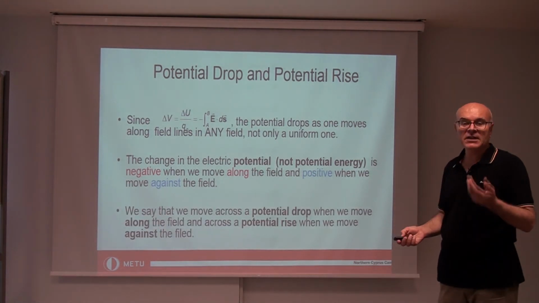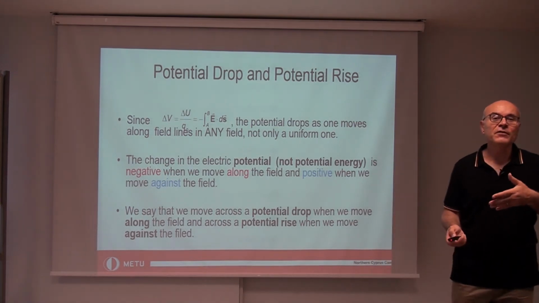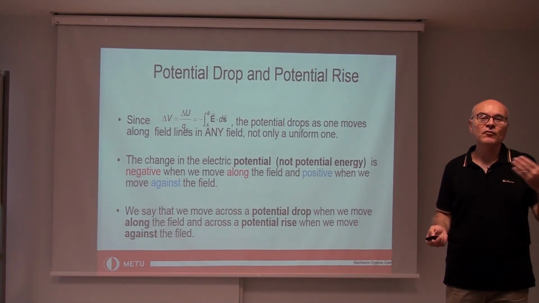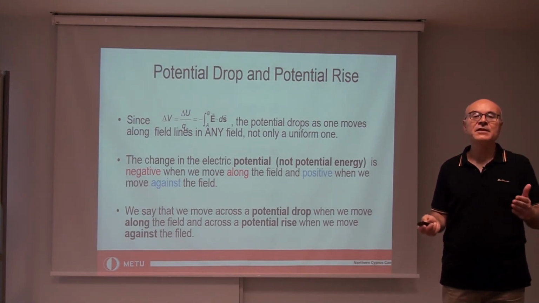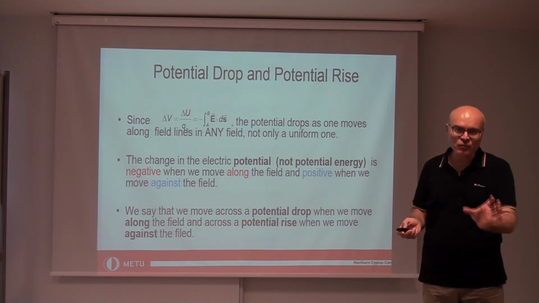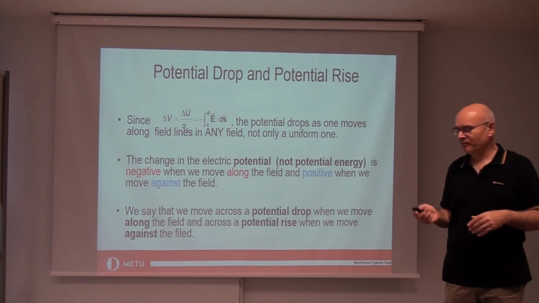So what we say, we express this, we say that when you move along the electric field lines, you are moving through a potential drop. When you move against the electric field lines, you are moving through a potential rise. And this is true for any electric field. And this observation is crucial, and we will come back to this when we consider currents.